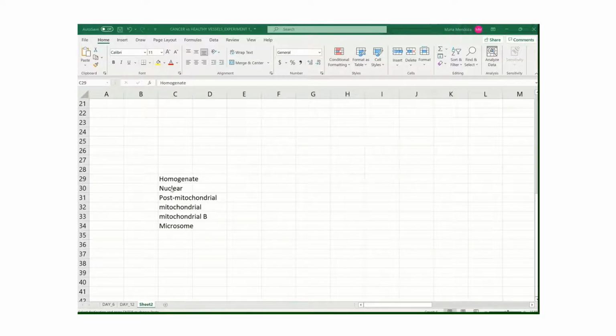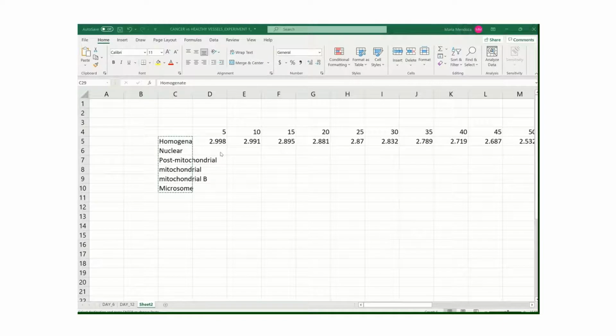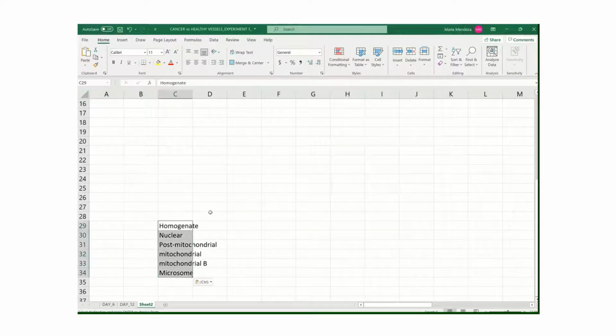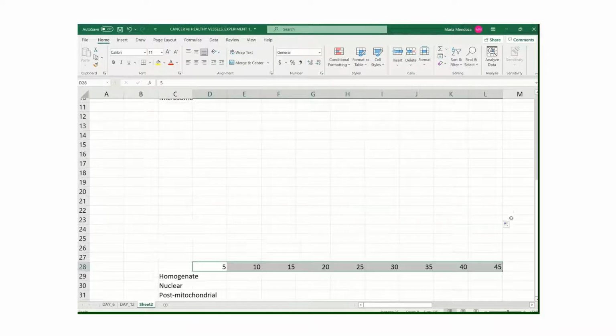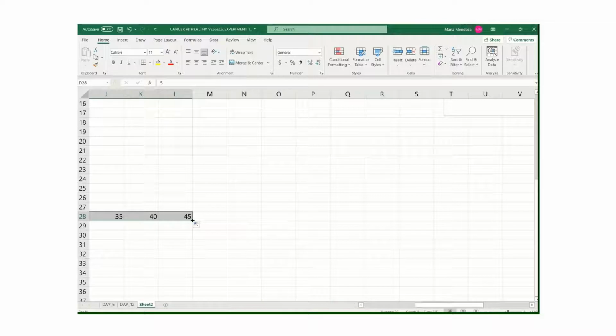Here I want to show you how to set up your Excel sheet. So we have our homogenate, nuclear, post-mitochondrial, mitochondrial B, and microsome fractions. And then we have our time intervals. So this was 5 seconds, and then 10 seconds, and then 15, and then 20. And then what you can do is you highlight this, and then you drag all the way until the rest of the time points that you need. It was 4 minutes times 5 seconds. So however many that is.